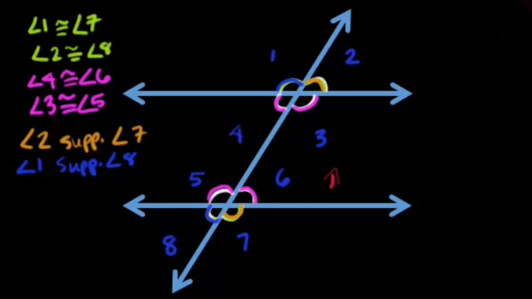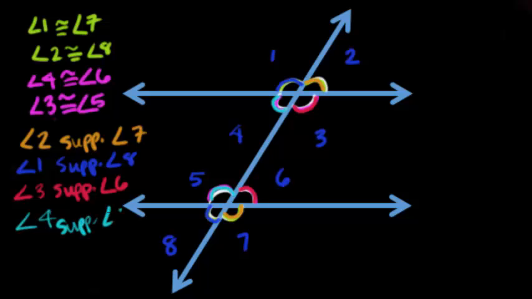Now let's go for interior angles. I can say that angle 6 and angle 3 are both to the right of our transverse line. And they're both interior angles, so I can say that angle 3 is supplementary to angle 6. And finally, angles 4 and 5 are both to the left of my transverse line. So I can say that angle 4 is supplementary to angle 5.